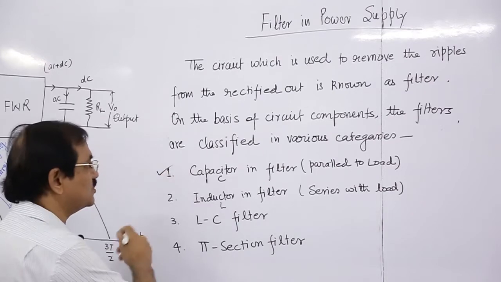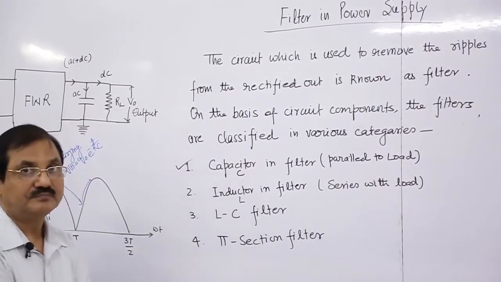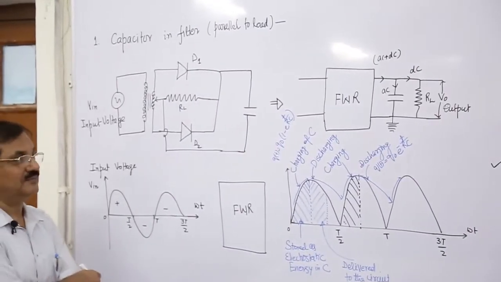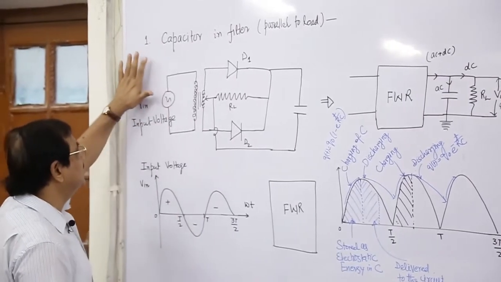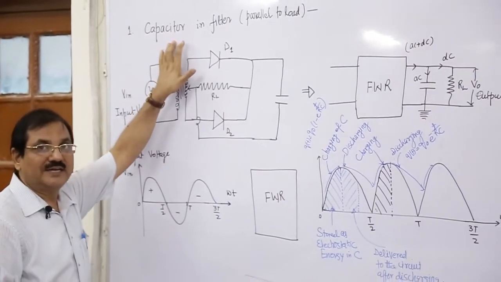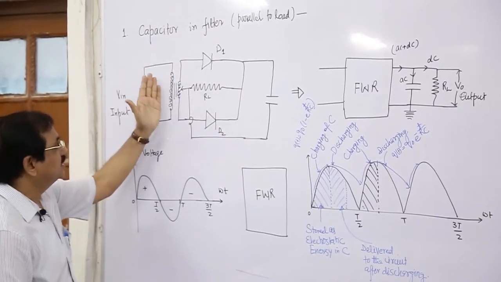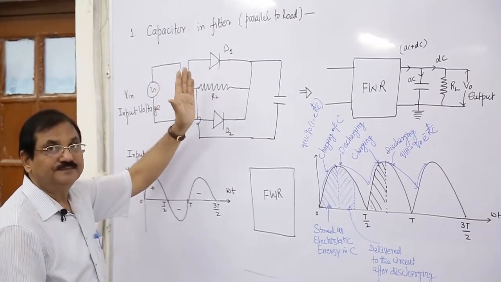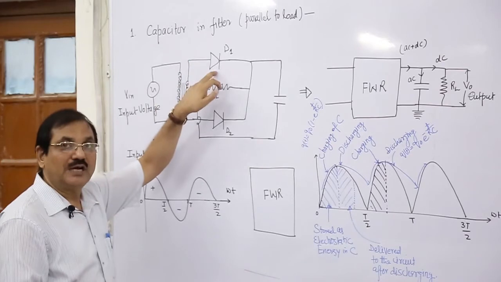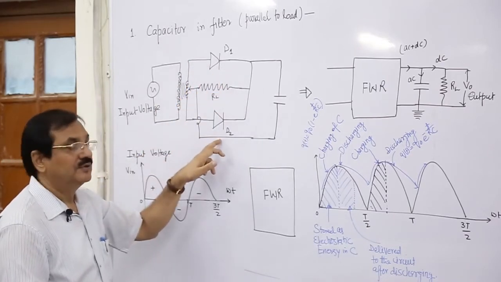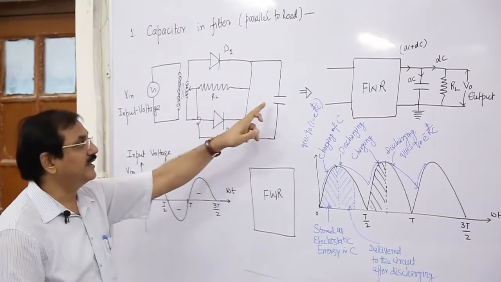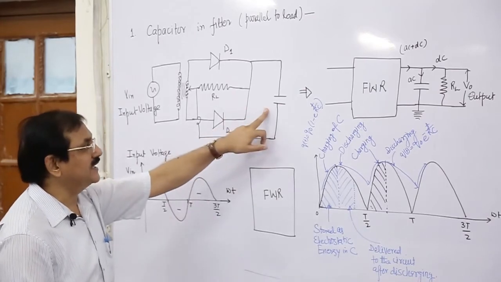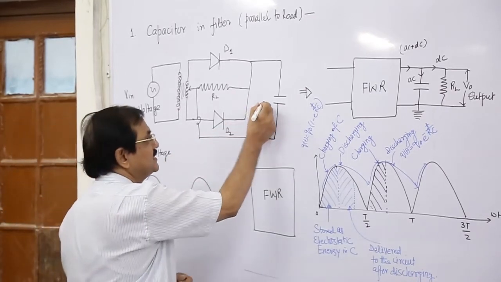So, let us consider the first one, the capacitor filter. From our circuit, this is the step down transformer through which the 220 supply is being stepped down, and by use of two diodes D1 and D2 with this load, we will get a certain output, and the output is connected with the capacitor, this capacitor C.